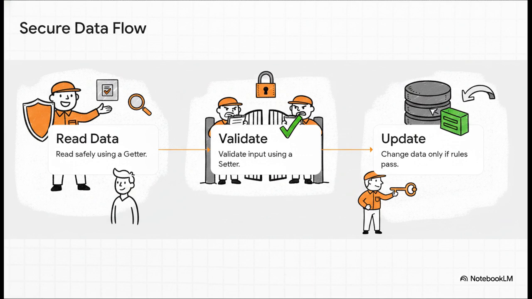Step 1. When the outside world wants to see the private data, they absolutely must use a getter method. The getter simply reads the data and hands over a copy safely. Step 2. When the outside world wants to modify the data, they've got to use a setter method. But here's the catch. The setter doesn't just blindly write the new data. It validates the new input. And step 3. It only actually changes the internal private data if the new input passes the specific business rules you've coded. These methods aren't just for reading and writing, they're your frontline security guards.